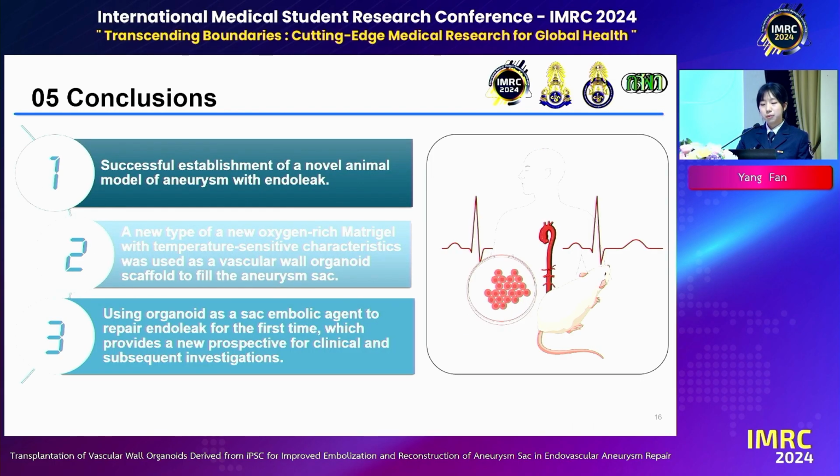So let's get a summary. We've successfully established a novel animal model of aneurysm with endoleak, cultivated VWO by using a new type of Matrigel for the first time, and bound it to the aneurysm sac, effectively treating the endoleak. This breakthrough offers a promising avenue for clinical applications and further research.